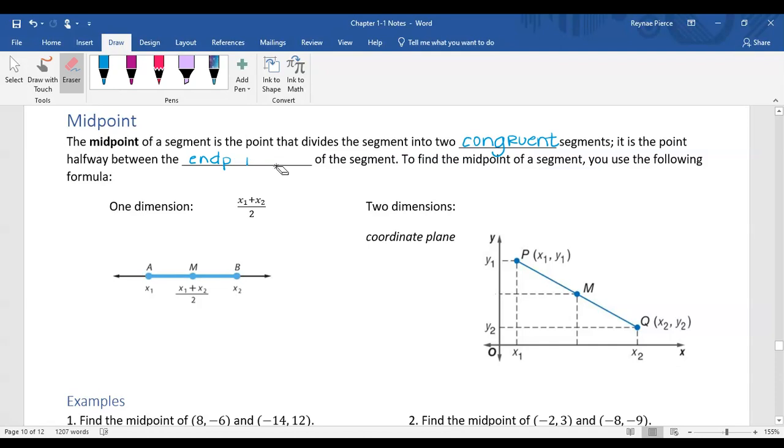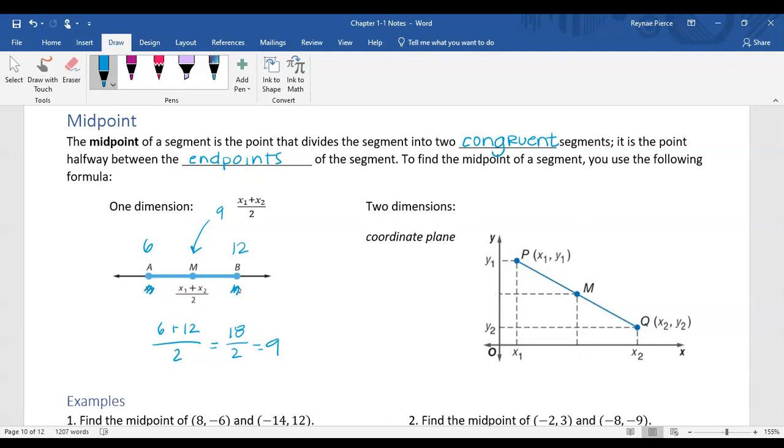And so if we were just looking at x coordinates, if I said, what is halfway between, let's say, 6 and 12? You're going to add 6 and 12 and divide it by 2. So that is how we would find the midpoint in one dimension.